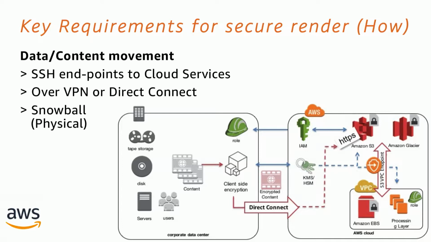And then if it's a physical movement where you're trying to move content around physically, you can absolutely leverage Snowball, which is a physical device that you can request through the console. It's 80 terabytes per device that you can request. It comes to you, and then you can ingest the content into it and then deliver. It can also be used for moving content out of the cloud. So if you have output stored there and these assets need to be moved around, you could use it. We're seeing a lot of traction for this in production scenarios where people are using it for on-set production.